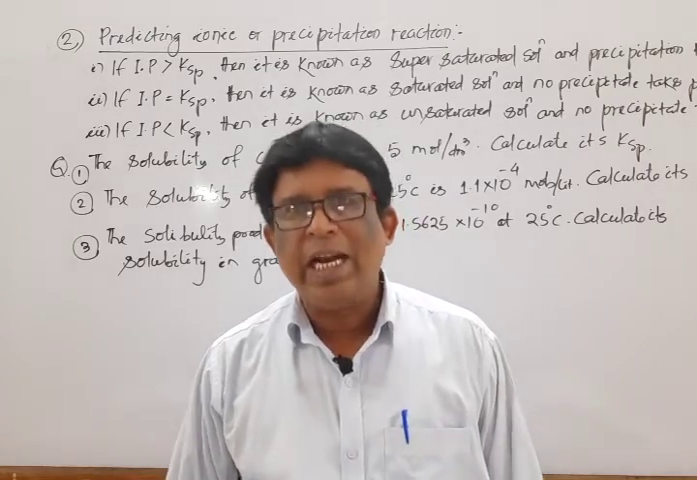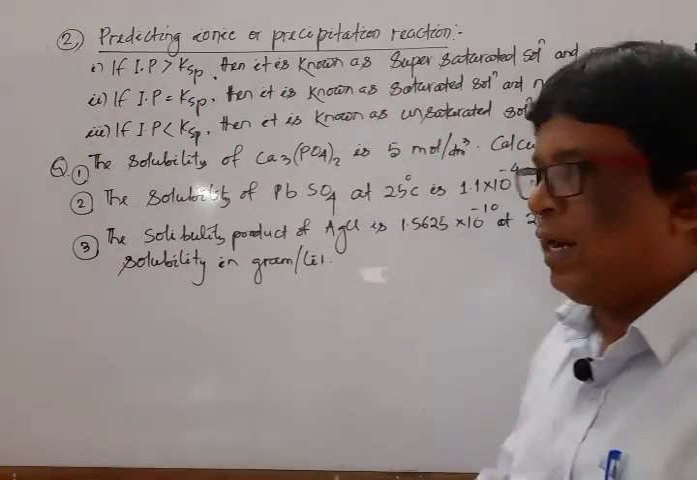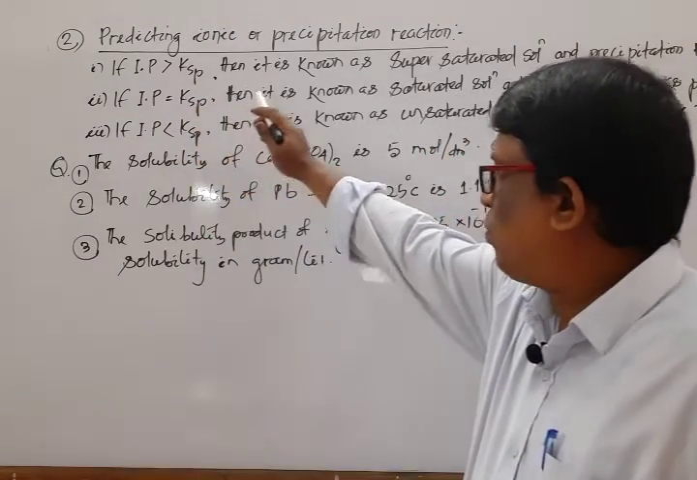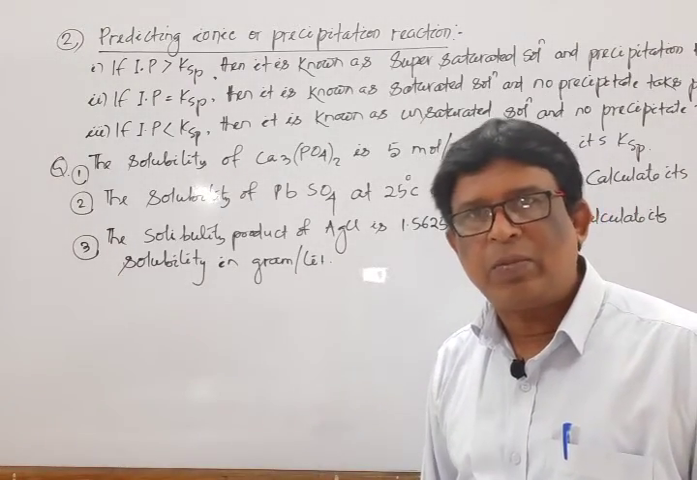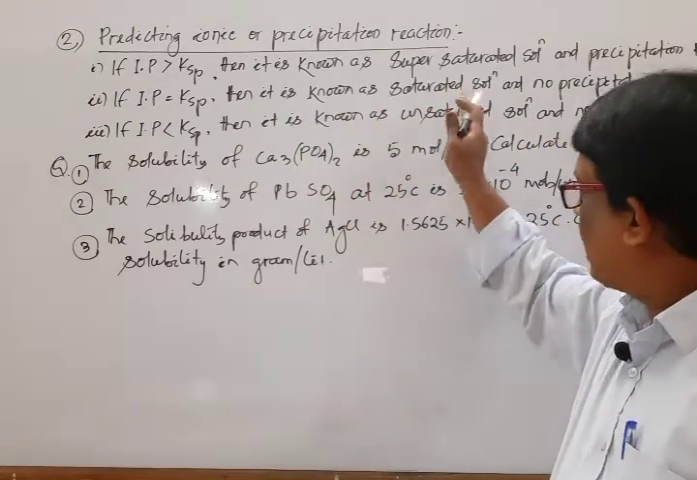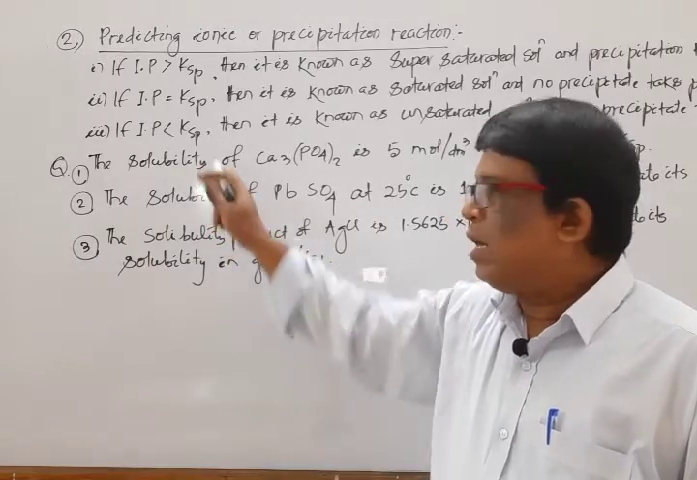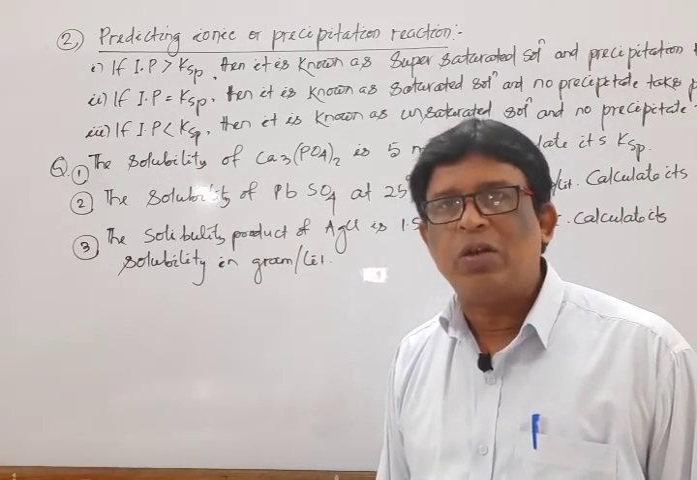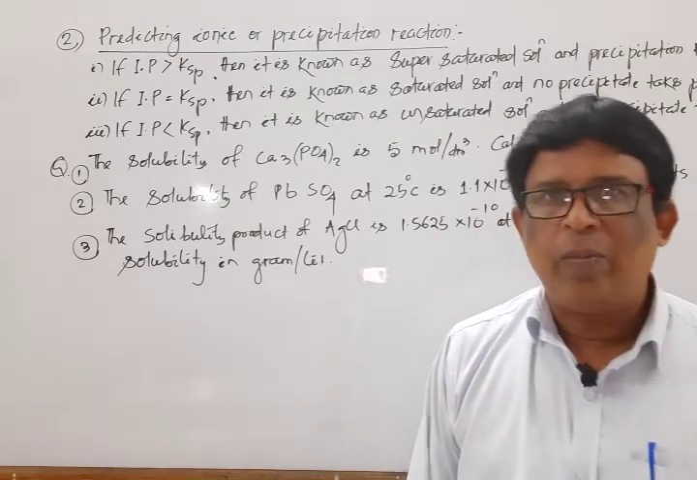Then move to the second application, that means predicting ionic or precipitation reaction. Three points are there. If ionic product exceeds solubility product, then it is known as supersaturated solution and precipitation takes place. If ionic product is equal to solubility product, then it is known as saturated solution, no precipitation takes place. And last one, if ionic product is less than solubility product, then it is known as unsaturated solution and no precipitation takes place. It is all about the application.